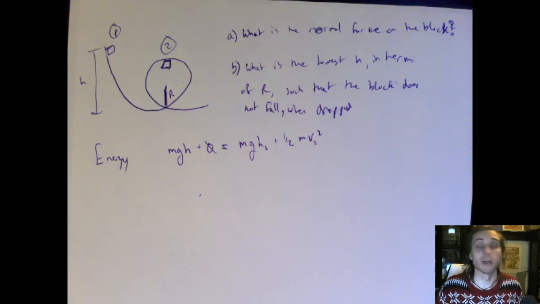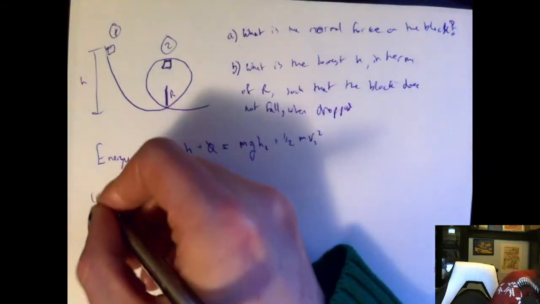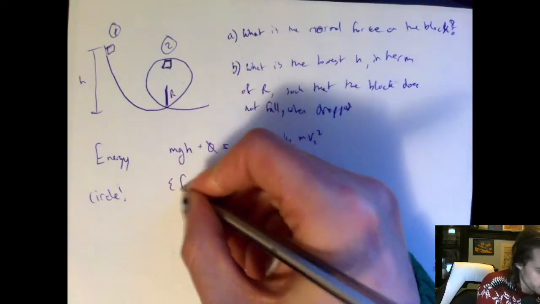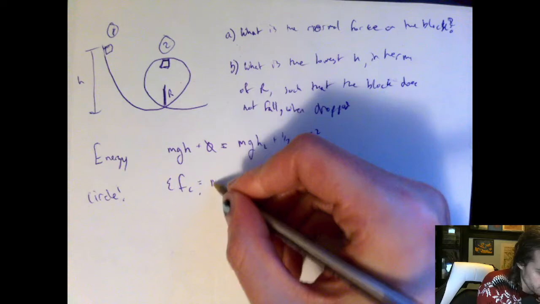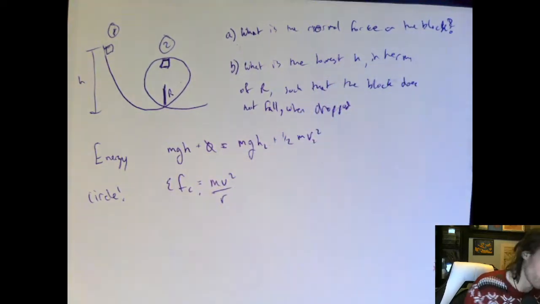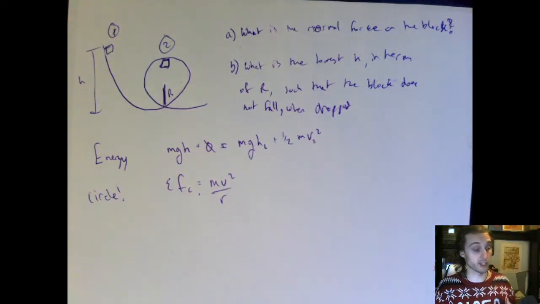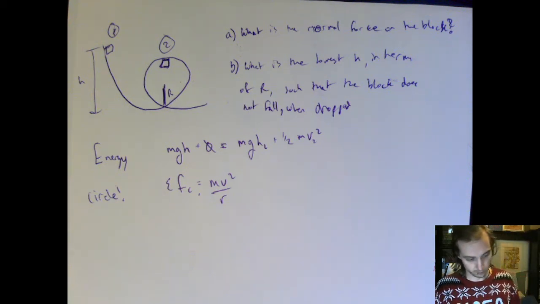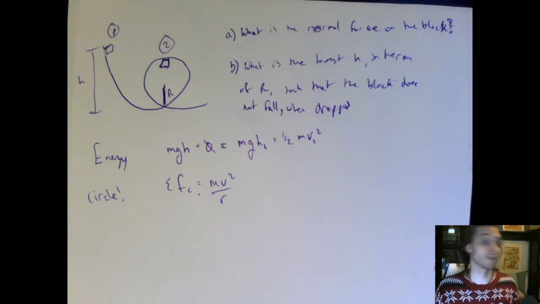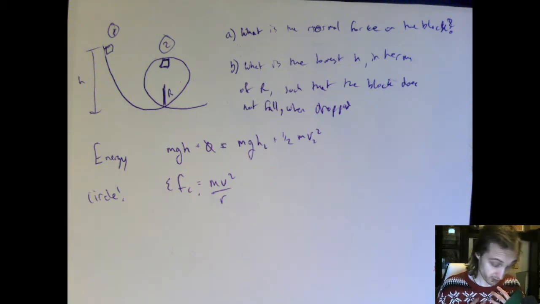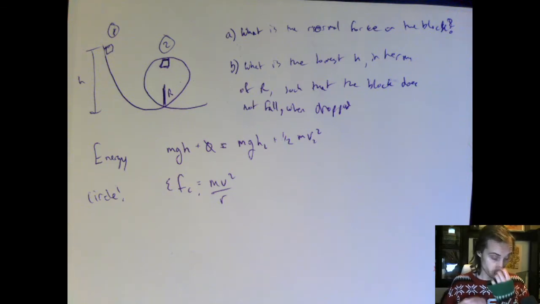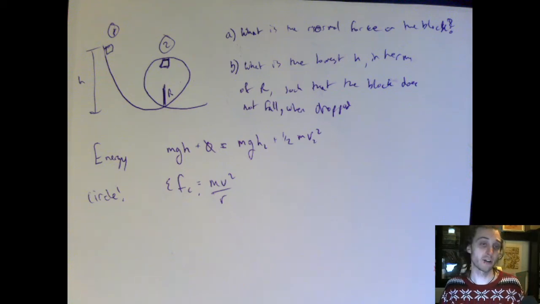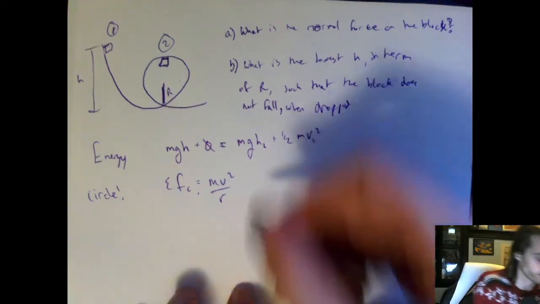My second thing that I can think about is that this is going in a circle. Because it's going in a circle, I know that the net centripetal force is going to need to be equal to mv squared over r. And for me, this is relevant because I can see a relationship between these two things, because there's a v squared in both of those equations. So if I'm trying to figure out things using heights instead of velocities, I can relate the velocity to the height using energy and then bring that over to the circle part of the problem.